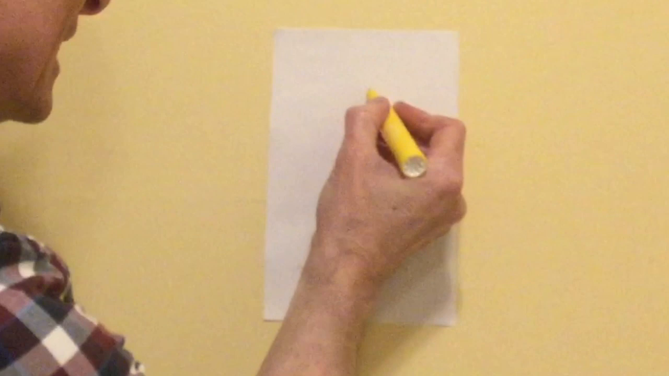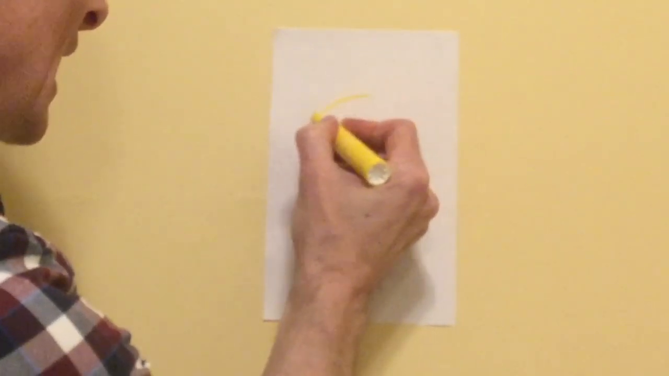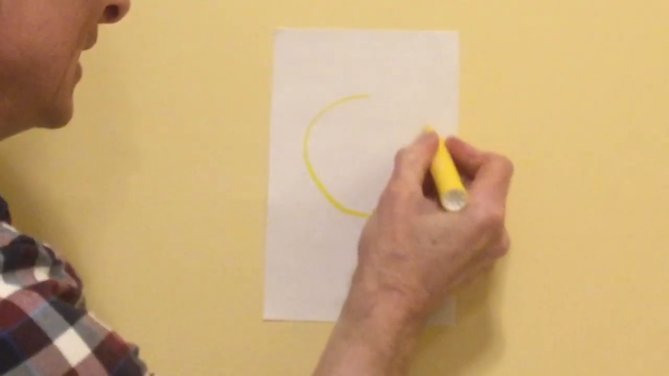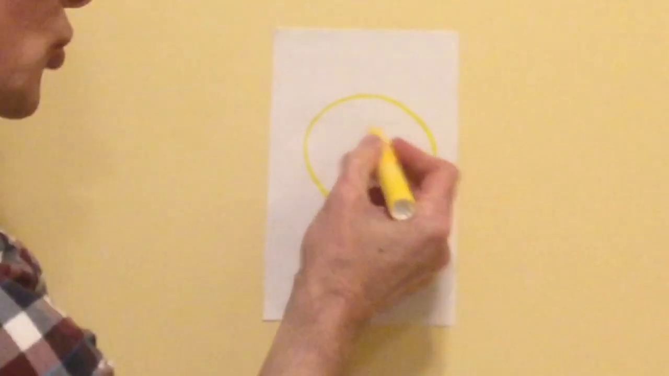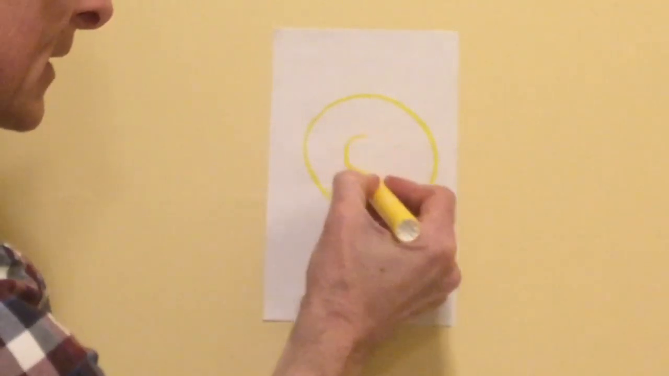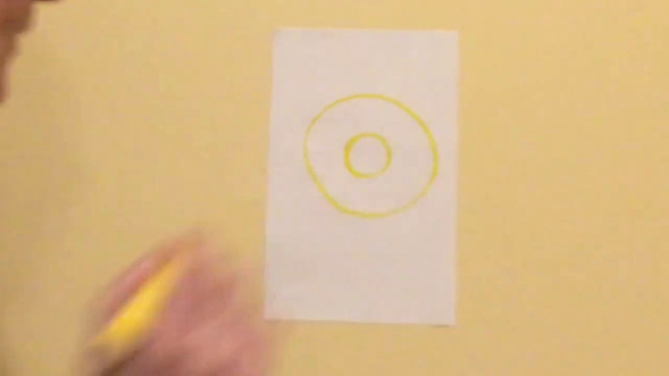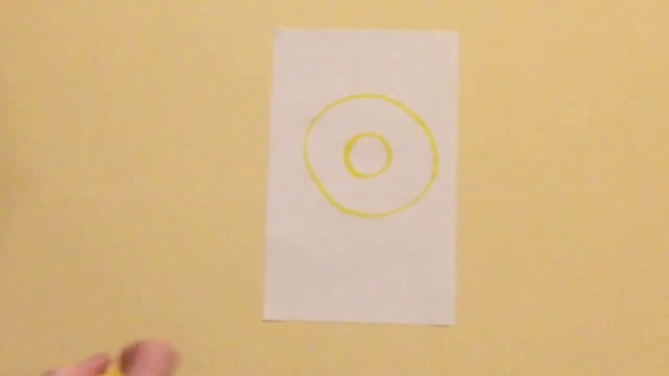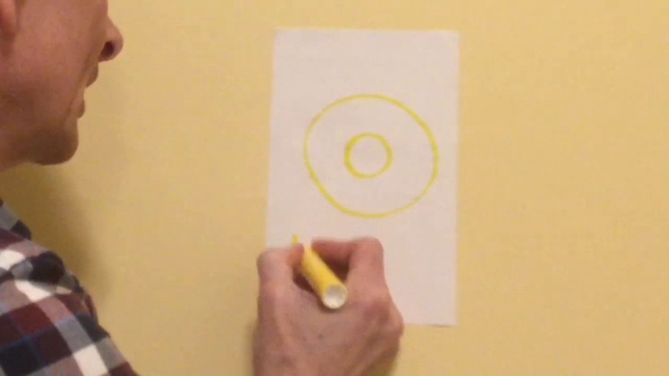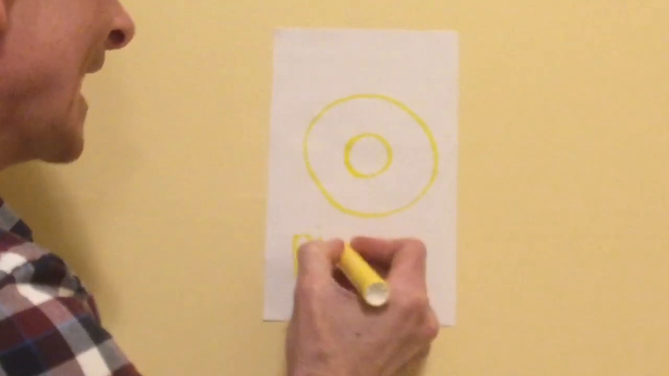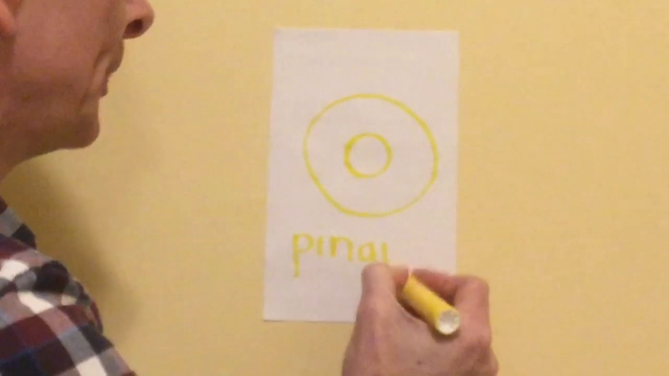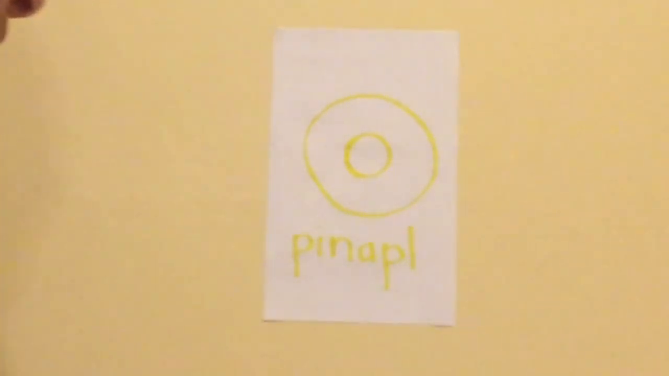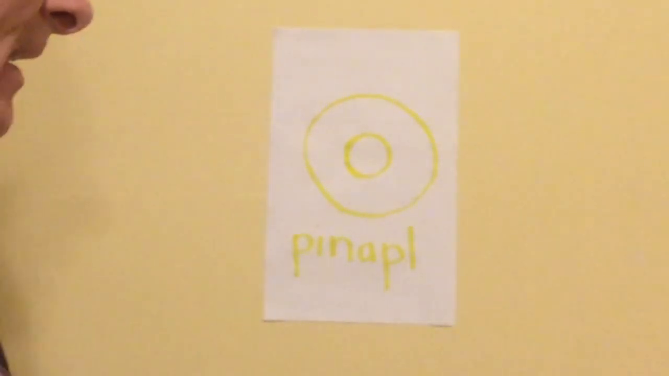Okay, friends, I hope you can see this pineapple ring. I'm going to draw a big circle. Can you see that? I hope so. And then I'm going to draw a smaller circle in the middle of it. Hey, that looks like a ring of pineapple. Pineapple. Ooh, yellow is a tricky color to see. I apologize if that's hard for you to see.